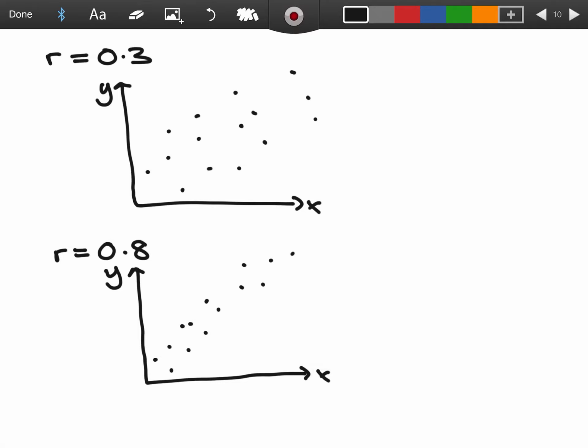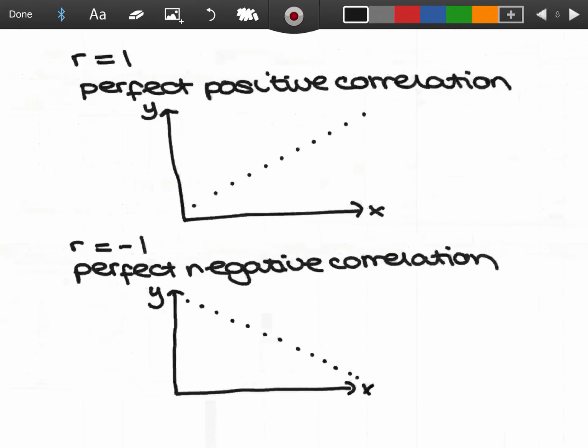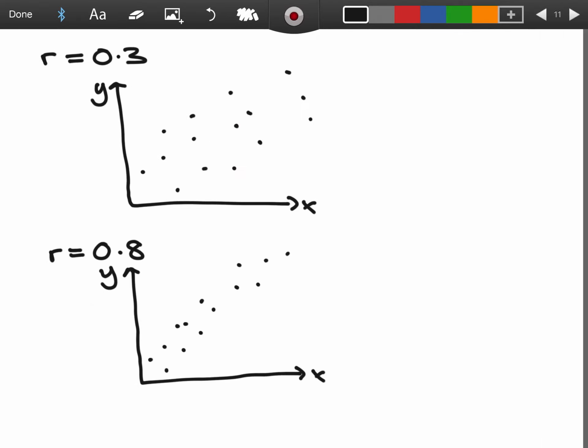So the closer R is to 0, the more of a scattered relationship that you will get. But again, if it's positive, you would still end up with the data points going in more of a positive direction. And the closer and closer R gets to 1, the more it's going to form a straight line, the closer it's going to get to having a linear relationship. On the flip side of that, let's look at some negative values. Again, when R is equal to 0, we have no correlation, no relationship between X and Y. But when R is equal to -1, it will form a perfect straight line, but in the negative direction. It will have a negative slope.